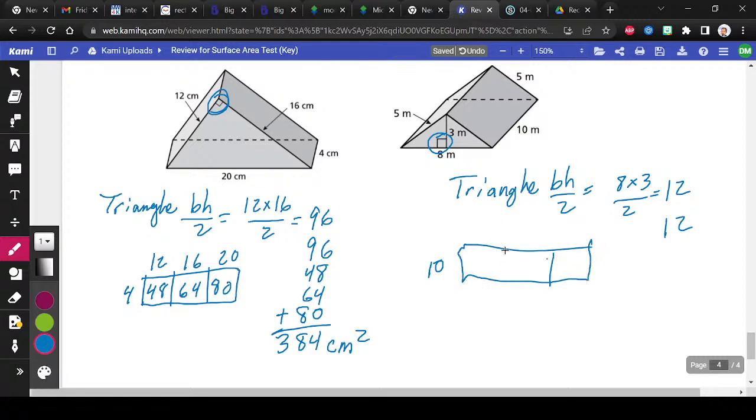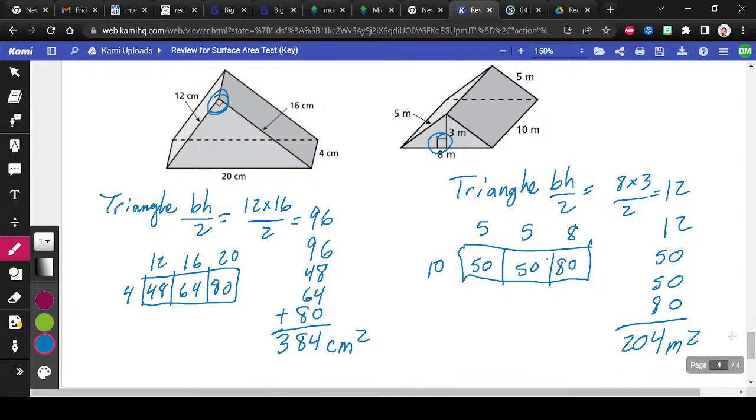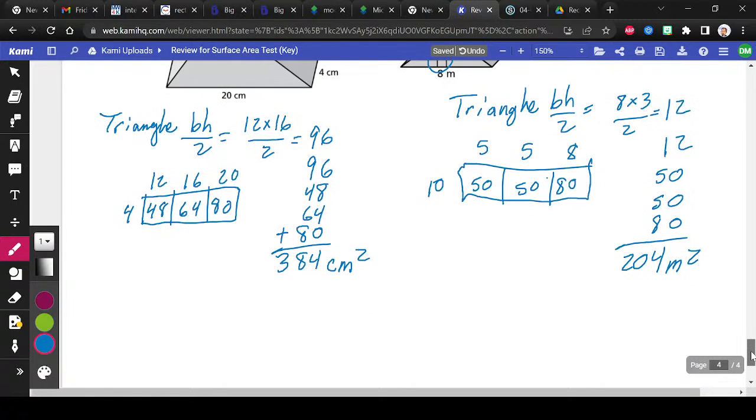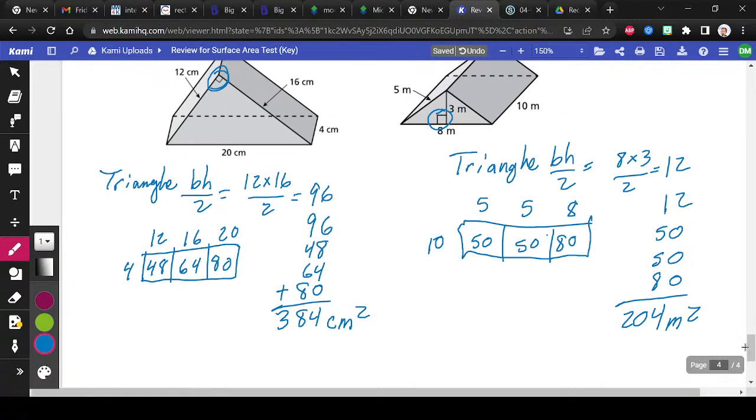Oh, the book gave me, never mind. 5 times 10 is 50, 5 times 10 is 50, 8 times 10 is 80. So 50, 50, and 80. Adding these together, 12 plus 12 plus 50 plus 50 plus 80 is 204. And that's meters squared. All right, so there's your good practice for your test, which is on Monday.